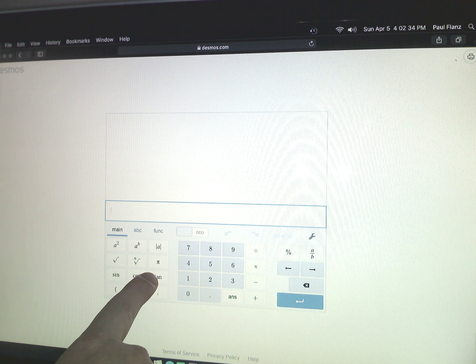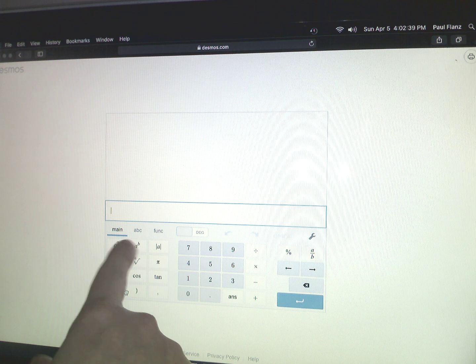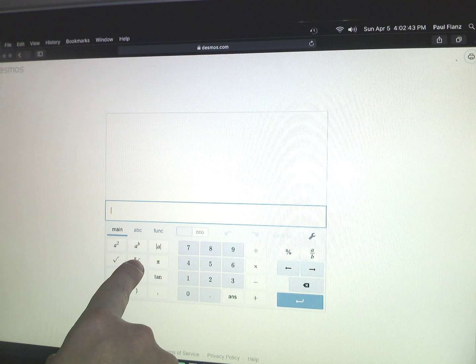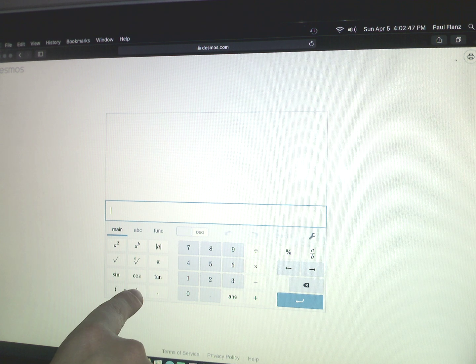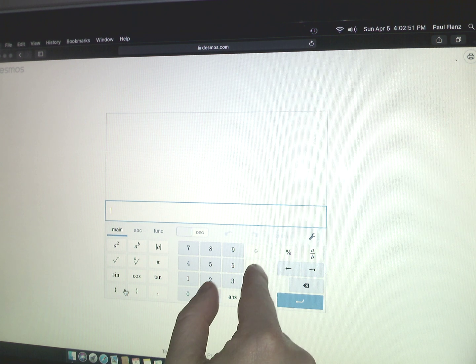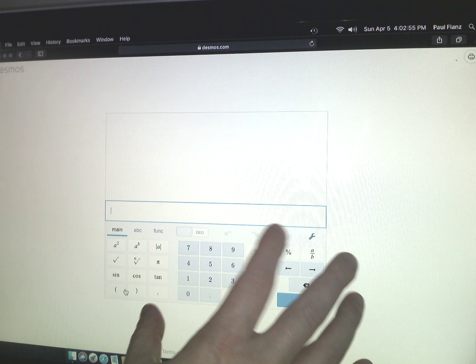For those of us who are doing trig, it's got square root. You could square something. You could put something up to a higher exponent. Absolute value. You can cube root. You have pi. You have parentheses. You have a comma. You have all the number buttons. Addition, subtraction, multiplication, division, fractions. All these things are right here.